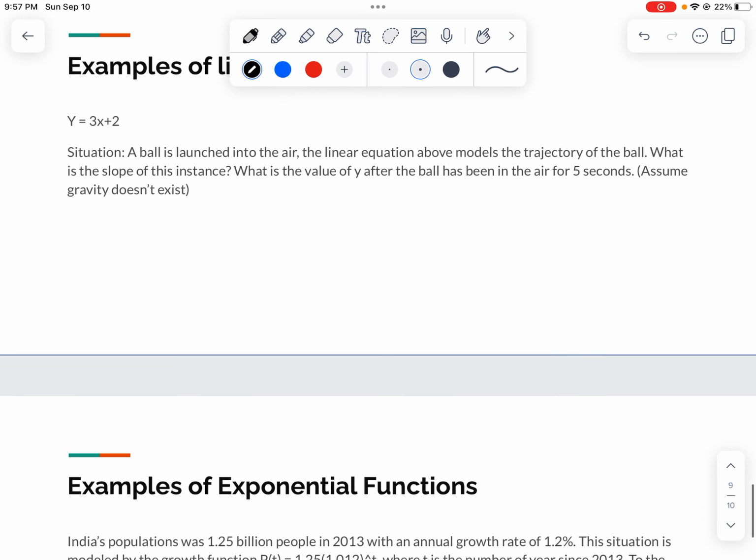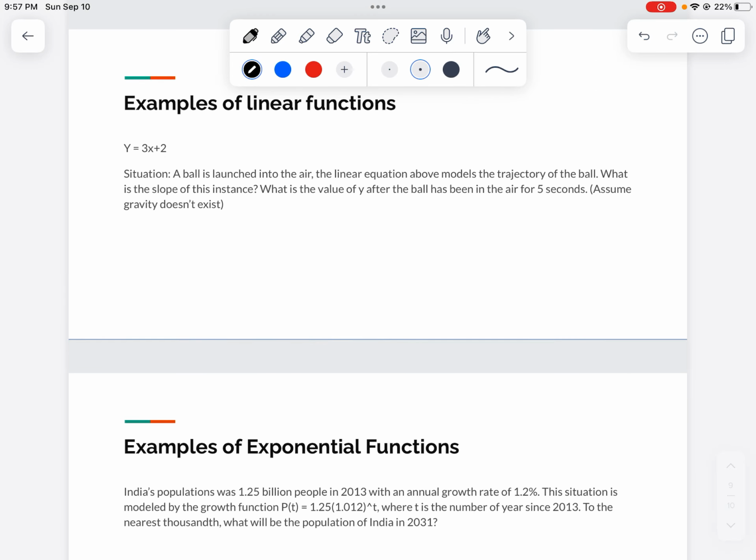All right. So let's go over some examples. A ball is launched into the air. The linear equation above models the trajectory of the ball. What is the slope in this instance? What is the value of y after the ball has been in the air for 5 seconds? And assume that gravity doesn't exist, because the ball will just keep on going up in this case.